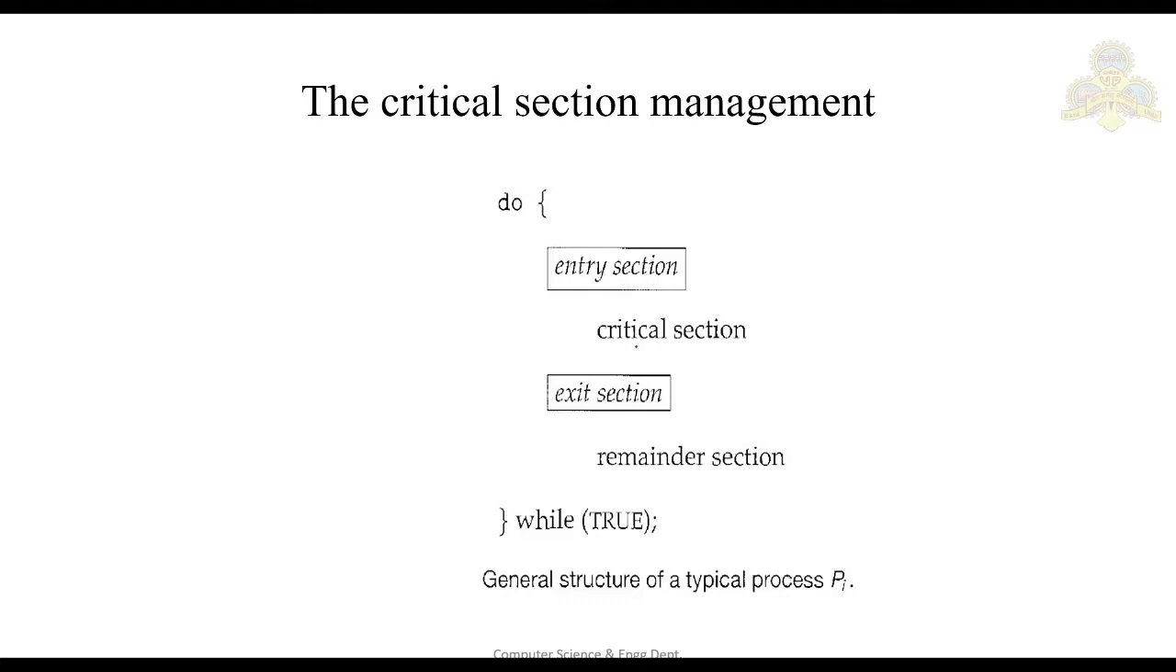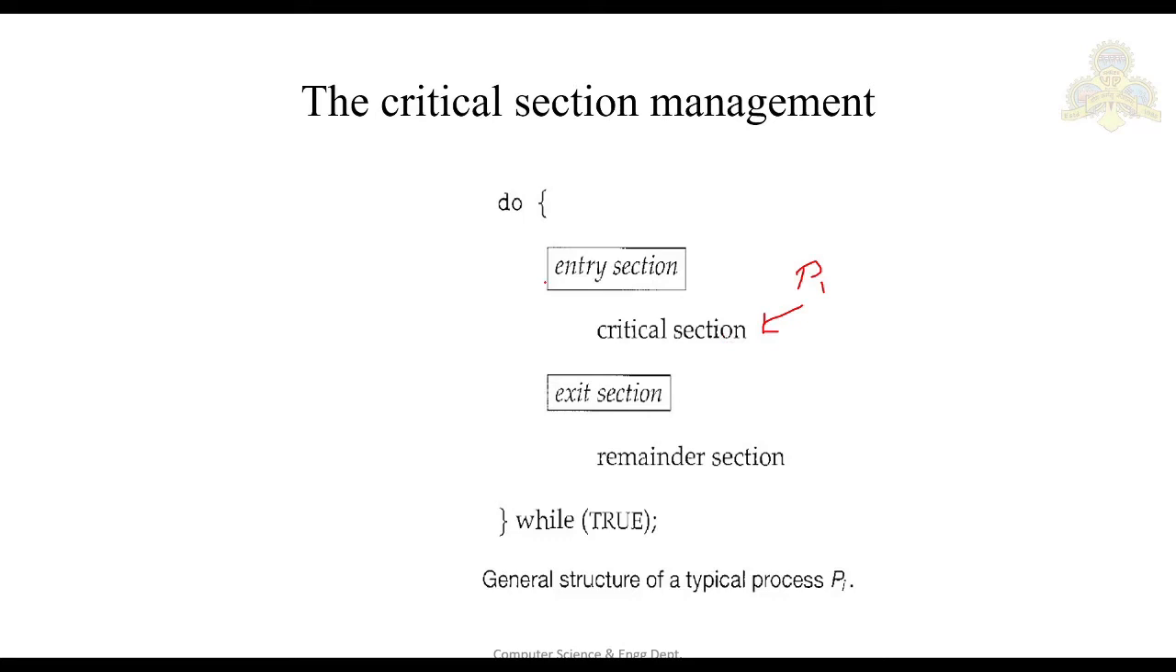Fine. Now we'll see the entry section. Before that we have to understand one thing here. Whenever a process is executing in its critical section, say a process P1 is executing its critical section, that means P1 is using the shared memory and updating something in it. At that particular time, no process apart from P1 should be allowed to access this critical section. So at any point of time, only one process should be given access to the critical section.